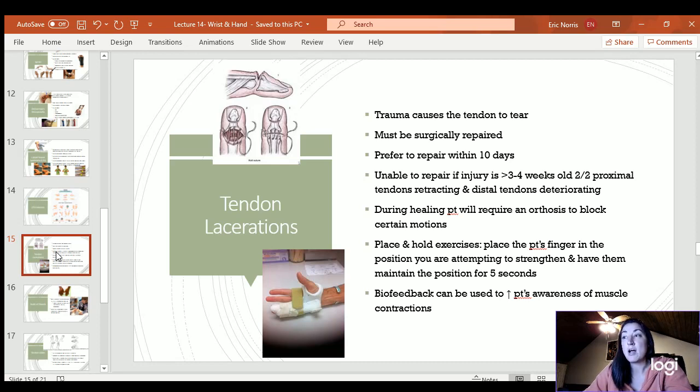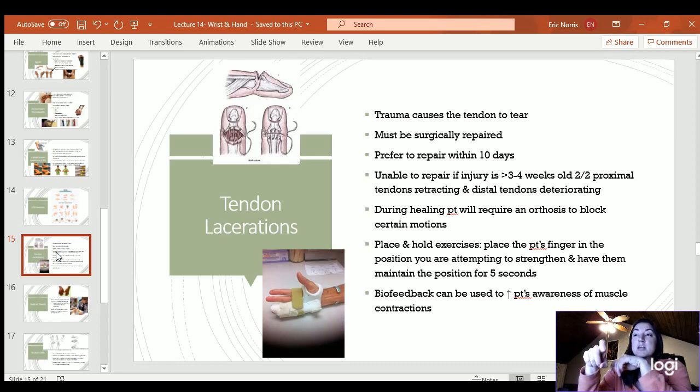So while it is healing after a surgery, they will need an orthosis in order to block certain motions so that you do not damage it again, because if you pull on it too much, it's likely to rupture again. Eventually, once they start strengthening, one of the things you can do is a place and hold exercise.